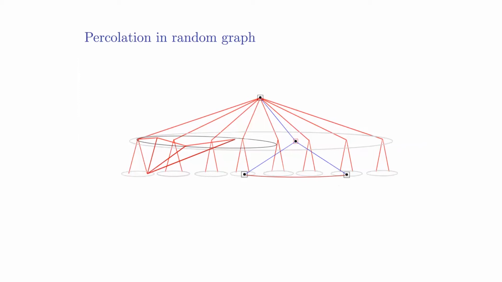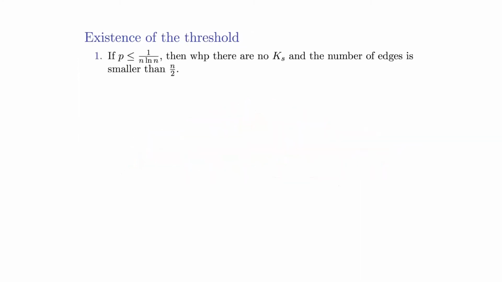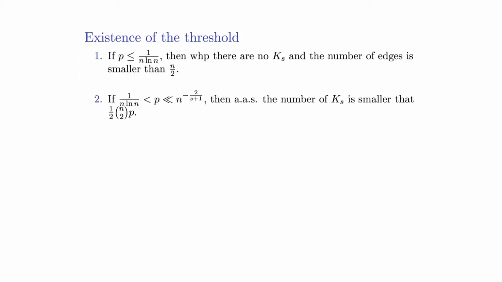Okay, and my last slide is about the proof of the existence of the threshold. It is rather tricky. I don't have time to explain all the details, but let me just explain the basic steps. So first, if p is smaller than 1 divided by n log n, then there are no cliques, and the number of edges is smaller than n divided by 2. But the number of edges should be exactly the Wick's iteration number. So it cannot be equal to n minus 1.